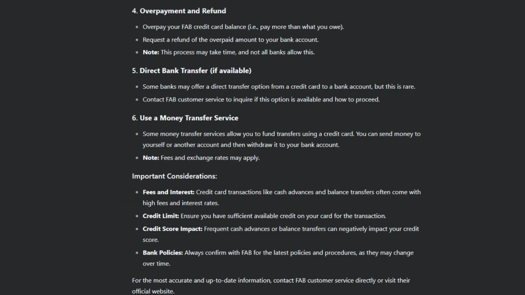Overpayment and refund. Overpay your FAB credit card balance. Request a refund of the overpaid amount to your bank account. Note: this process may take time, and not all banks allow this.